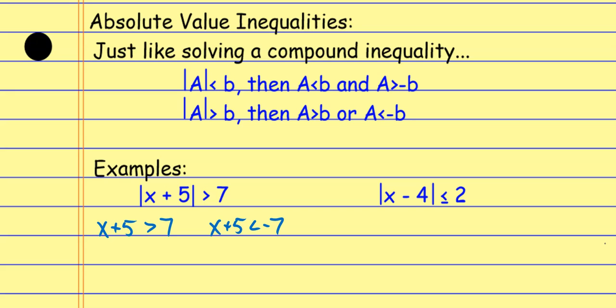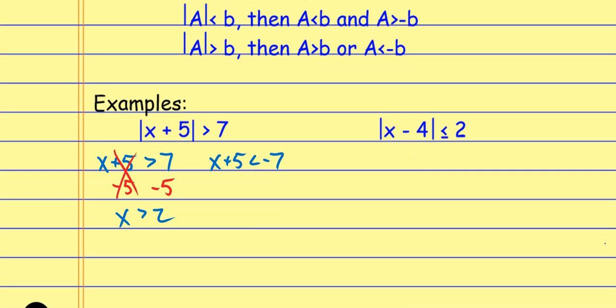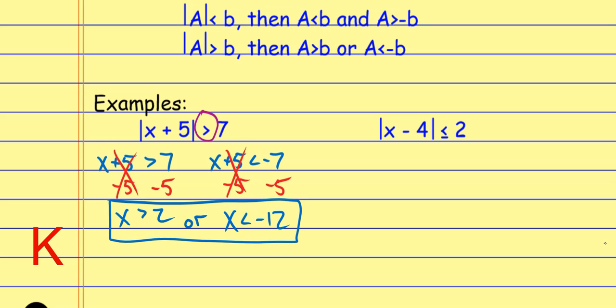And now I solve each. To undo adding 5, I subtract 5. So the plus 5 and minus 5 cancel, so I get x greater than 2. Over here, to undo adding the 5, I subtract the 5. Once again, the plus 5 and minus 5 cancel. So I get x is less than -12. Okay? And then from here, I just need to determine, should I put an and or an or in between this? Well, right here, the absolute value is greater than, so greater is an or. So I put the word or in between, and I am done. Greater than the 2 or less than the -12.